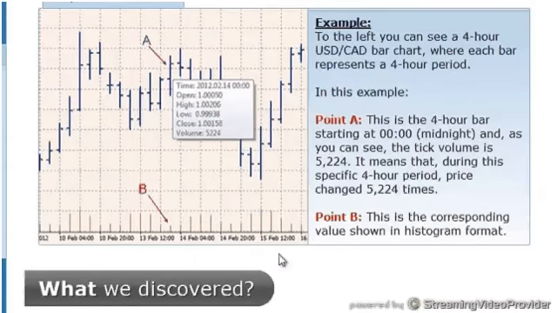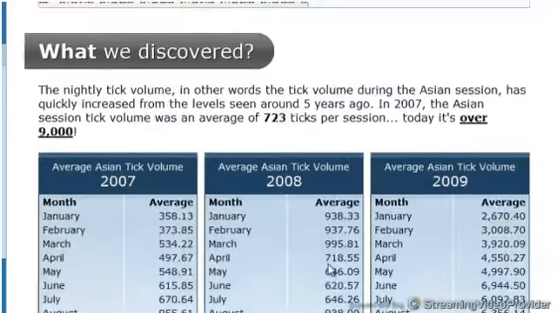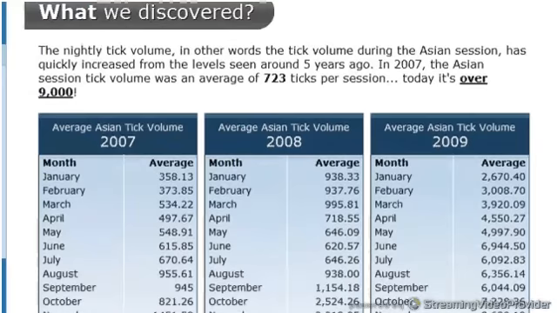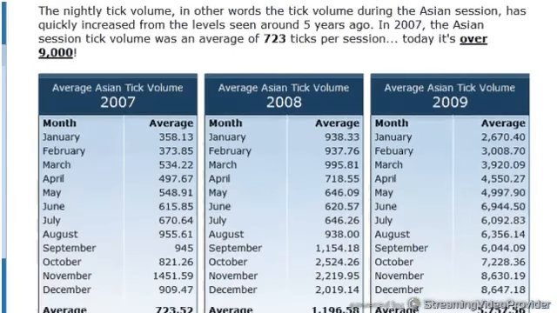Okay, so let's take a look at what we actually discovered about this. The night tick volume has increased in the Asian session dramatically, and that's probably really an understatement when talking in trading terms. And this is something that happens very rarely to a currency pair, but when it happens, it's huge. Take a look at this.